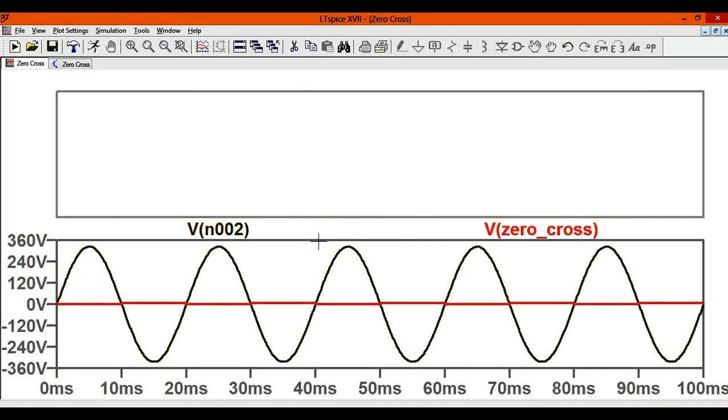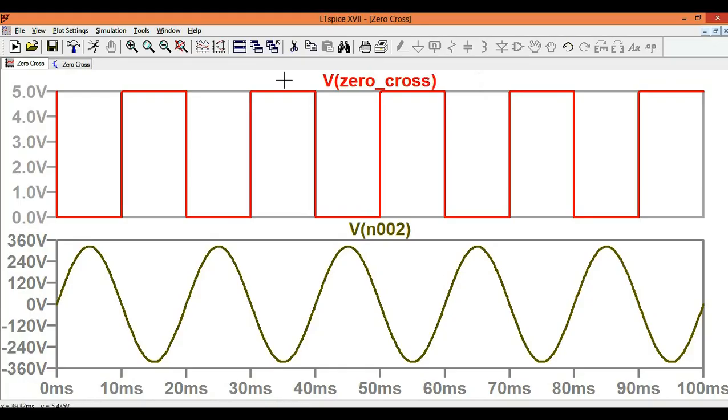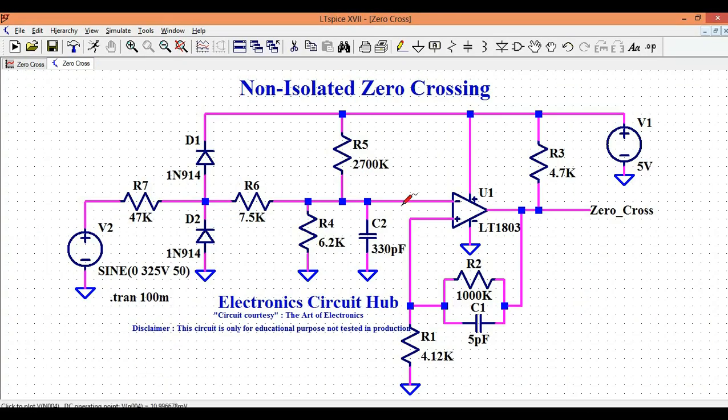If you overlap each other, you will see that at every zero crossing, the logic level of the op amp output is changing. That is how you can simulate it. It's a non-isolated zero crossing signal, and with the help of an operational amplifier, that is how you design the circuit for this.